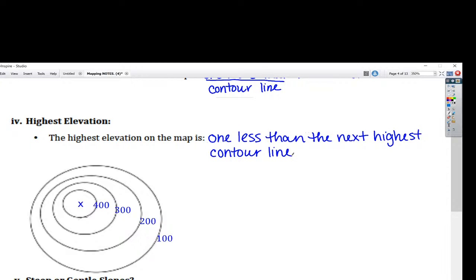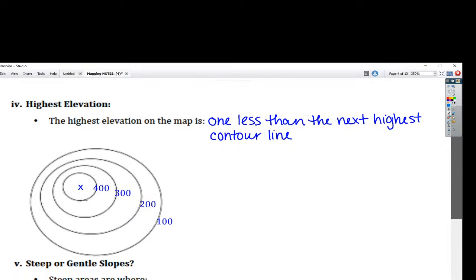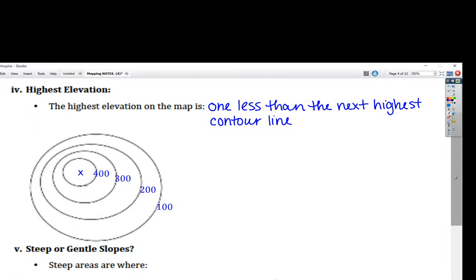And we'll do an example here. So the highest elevation on the map is 1 less than the next highest contour line. So let's look at what we have here. Is this a pit or a hole? No. How do you know it's not a pit or a hole? What are these circles missing that a pit or a hole has?